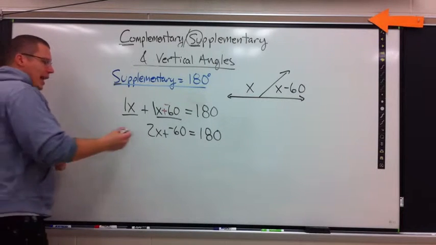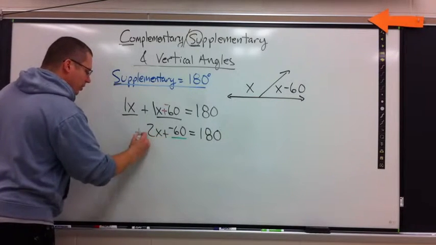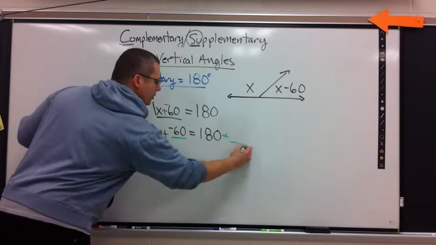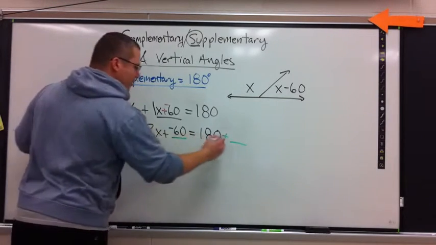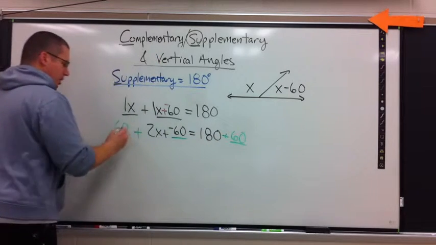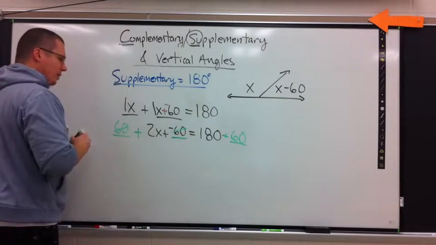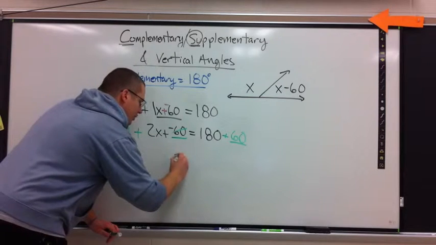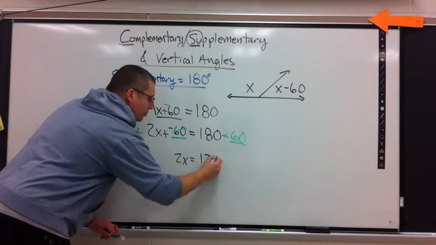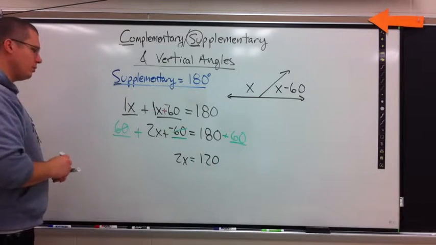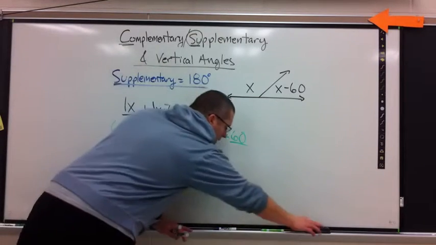I need to get rid of the added number first. What do I add to both sides? Positive 60. It's opposite. Positive 60. 60 and negative 60 cancel out. I'm left with 2x equals 120. Oops, I subtracted. I should have added.